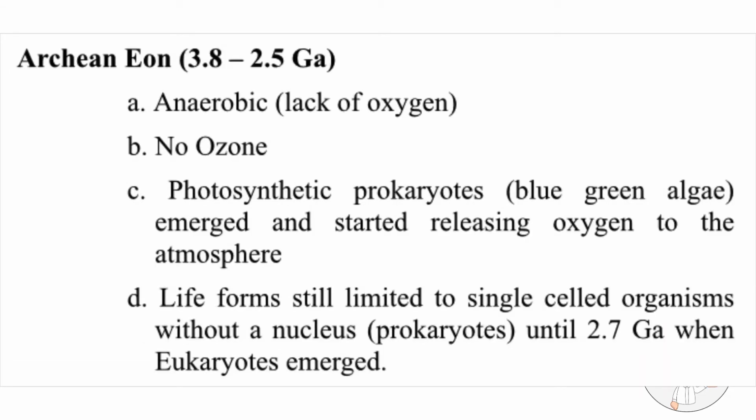Next, we have the Archean Aeon from 3.8 billion years to 2.5 billion years. It is anaerobic. In this aeon, it lacks oxygen. There is no ozone. The photosynthetic prokaryotes or blue-green algae emerged and started releasing oxygen to the atmosphere. Life forms were still limited to single-celled organisms without a nucleus, the so-called prokaryotes, until 2.7 billion years ago when eukaryotes emerged. So we can say that the prokaryotes first emerged, then the eukaryotes.